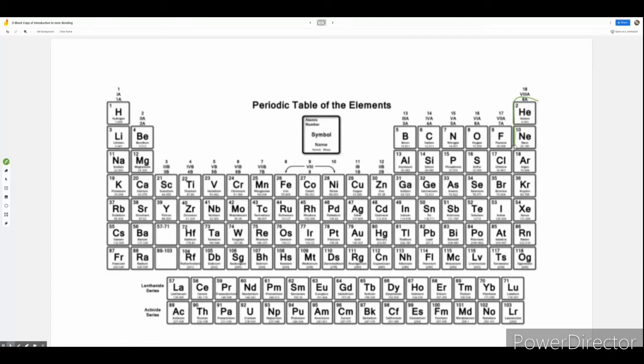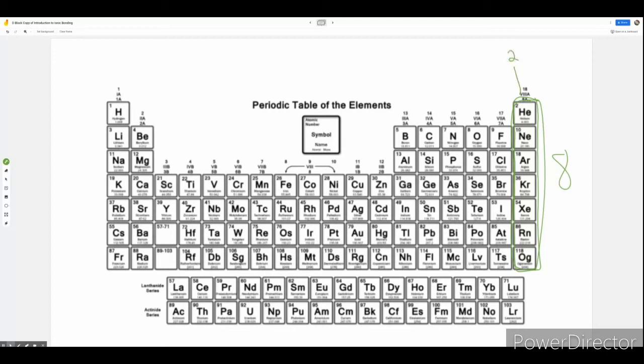All right, this last column, group number 18, these are the noble gases. And we call them noble gases because they don't react with the other elements on the periodic table. They stay to themselves. That's where the noble part comes from. Well, the reason they don't interact with other elements is that they all already have 8 valence electrons, which is what every element wants.